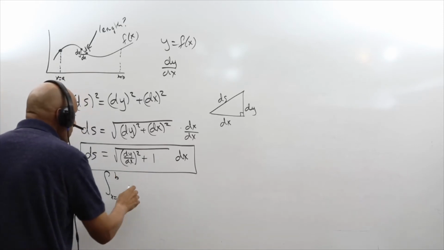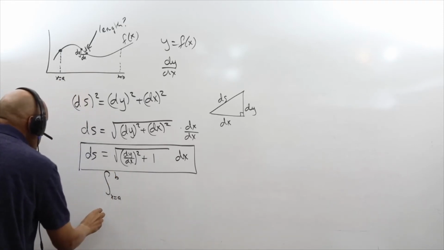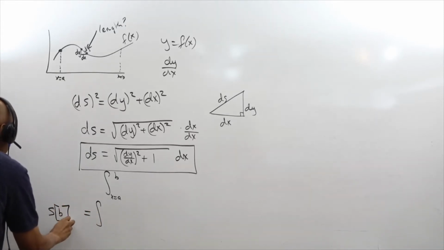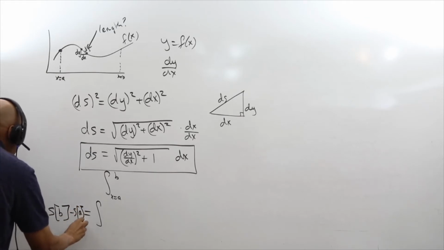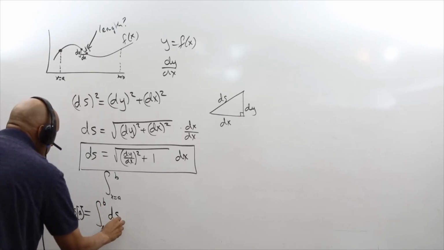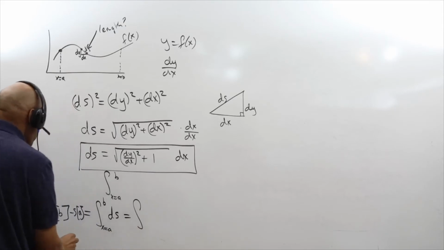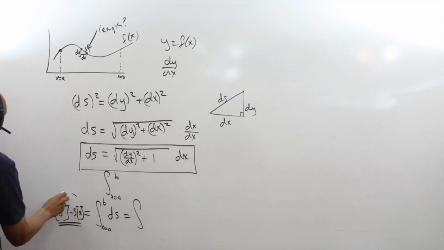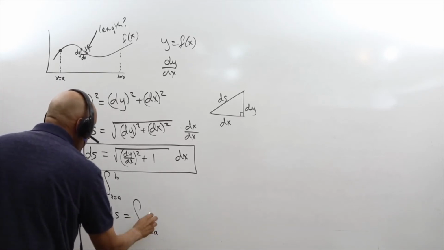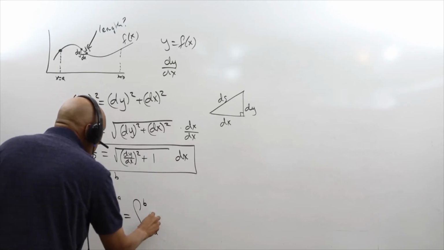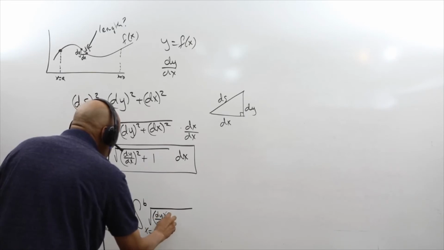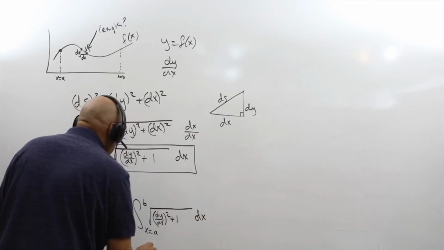So this is my integral operator acting on both differentials. Once we operate on both sides, we see that s at b minus s at a is equal to the integral from x equals a to b of ds, which is nothing more than the integral. So this is actually the length of the curve between a and b, which is equal to the integral from x equals a to b of the square root of (dy/dx) squared plus 1 dx.